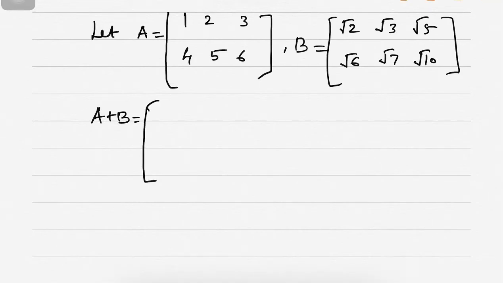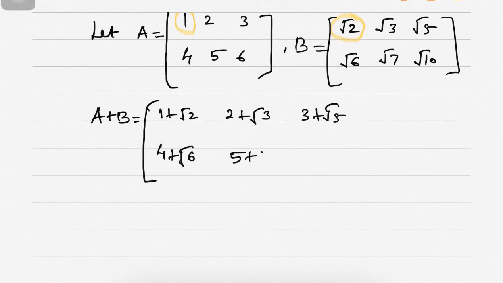one plus root 2 will be the first element, 1 plus root 2, 2 plus root 3, 3 plus root 5, second row 4 plus root 6, 5 plus root 7, 6 plus root 10. This is the matrix A plus B. Corresponding elements of the two matrices will be added.